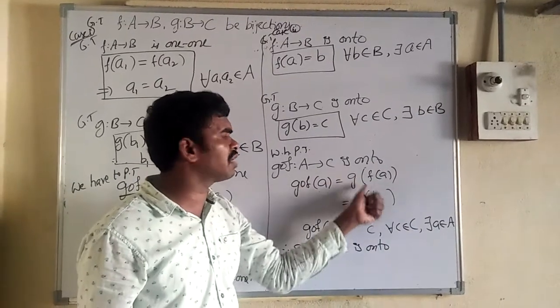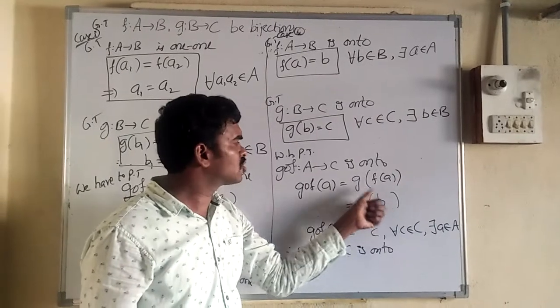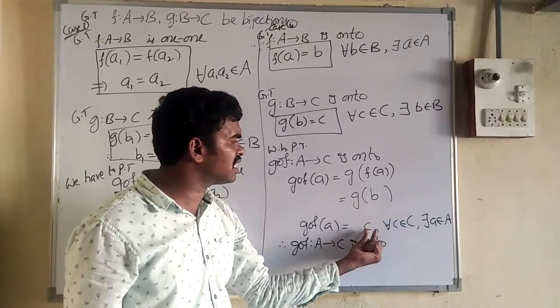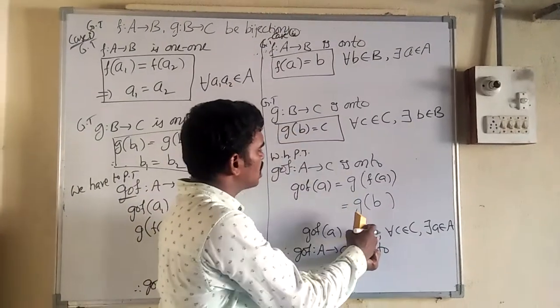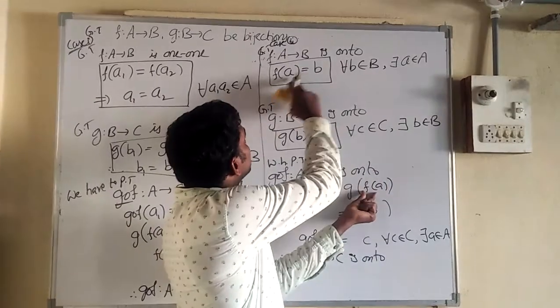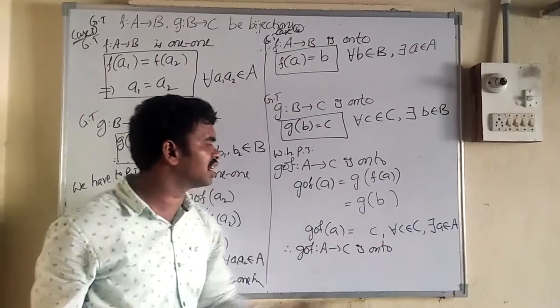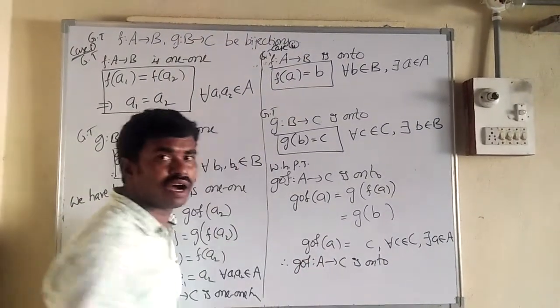Instead of circle, I am taking brackets. Instead of F of A, I have taken small b, so it becomes G of B. In the next step, instead of G of B, we can write some small c. Why? G of B means some small c, and F of A means small b taken from here. So finally we got G circle F of A equal to C. So here we can say that G circle F from A to C is onto.